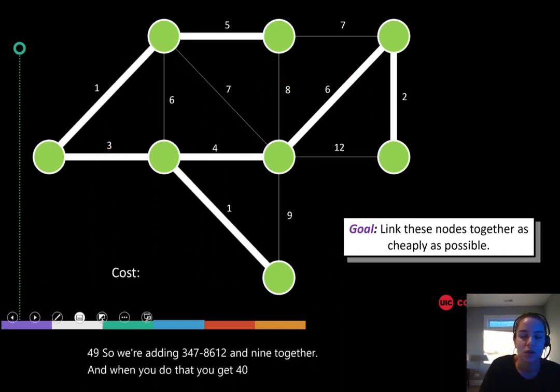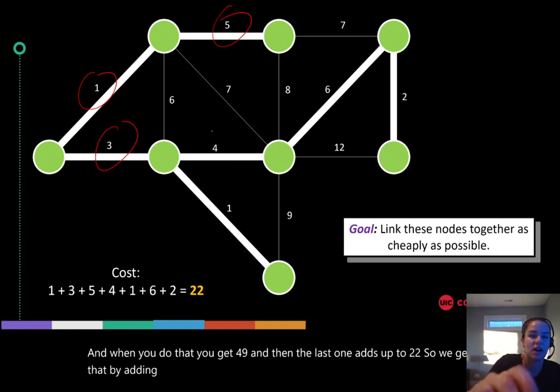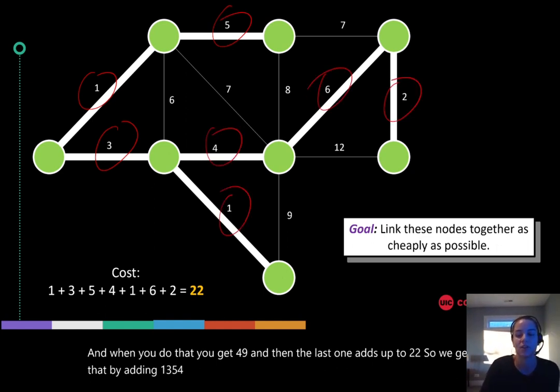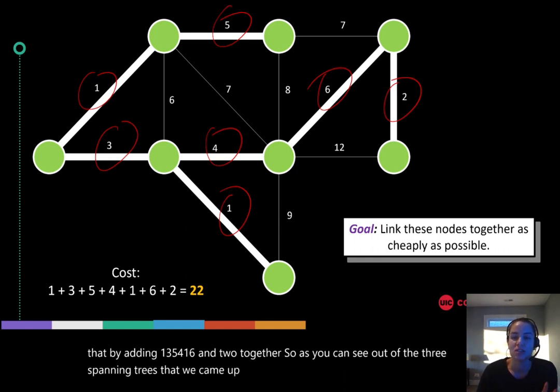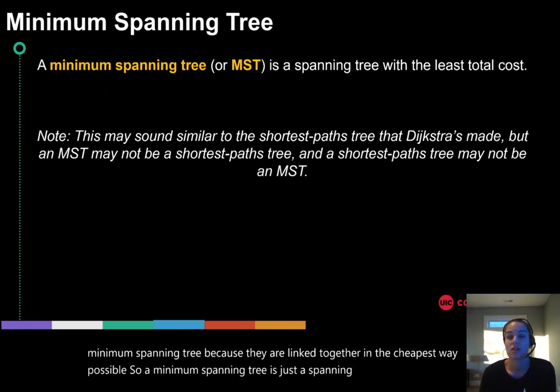And then the last one adds up to 22. So we get that by adding 1, 3, 5, 4, 1, 6, and 2 together. So as you can see, out of the 3 spanning trees that we came up with, this one would be considered the minimum spanning tree because they're linked together in the cheapest way possible. So a minimum spanning tree is just a spanning tree with the least total cost.